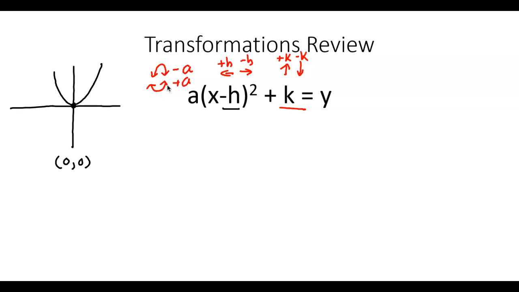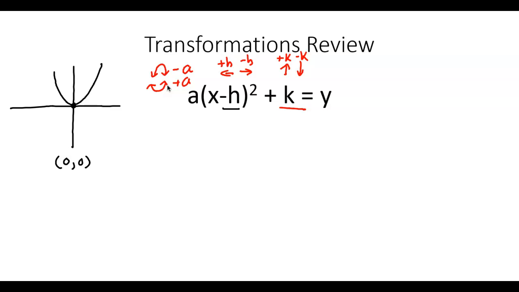The other things that a did was it stretched it or it compressed it. We're not going to get into that today. We don't need to. Our goal for today is to graph these things, and we're not going to get that specific with how much to stretch them. We're just going to basically want to know where they're located by looking at the h and k, shifting them around, and also whether it's a happy face or sad face, and I think that'll be good enough for today.